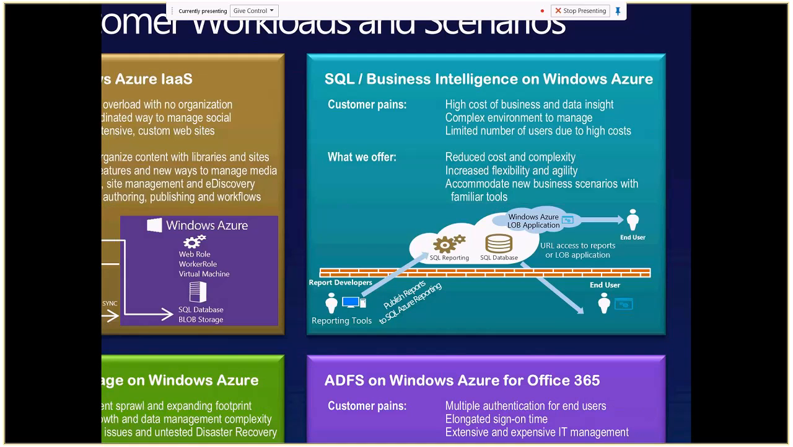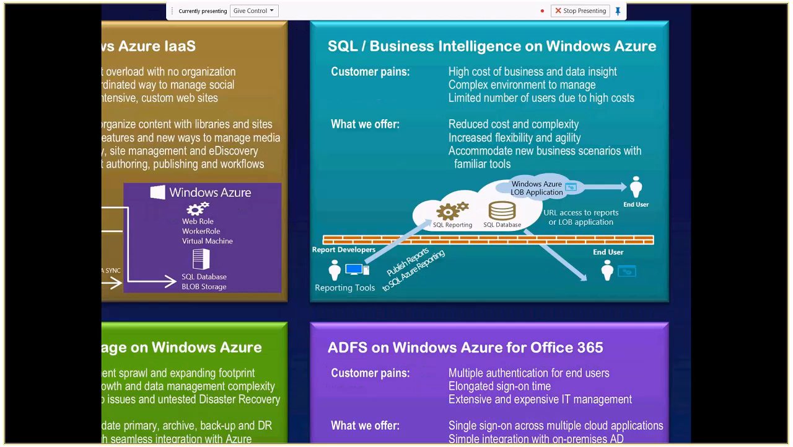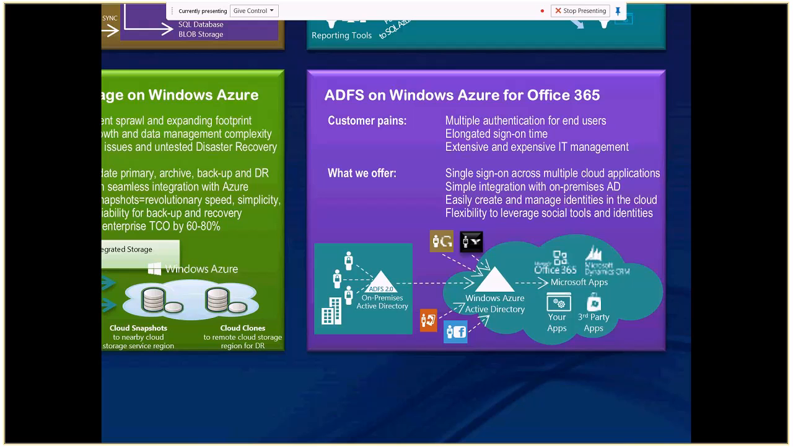Maybe I have a large SQL environment or need to expand my SQL environment. So that would be another workload that we see often put into Azure. What about if I'm deploying Office 365, one of Microsoft's other cloud services? If I want to set up Active Directory Federation with Office 365, meaning single sign-on, it does require some virtual servers. Typically, I'd have to put that in my data center. Another option would be to take those ADFS servers and put them out in Azure to support my Office 365 deployment.